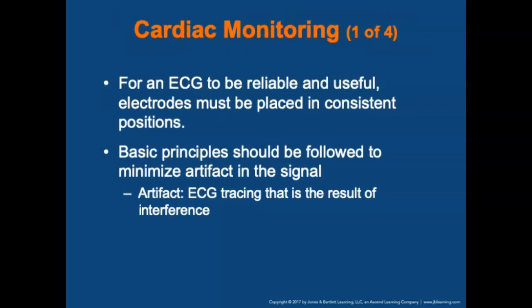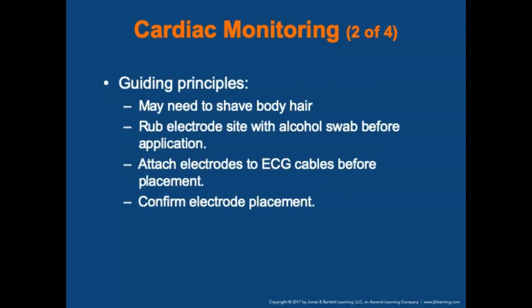Okay, so cardiac monitoring. For an ECG to be reliable and useful, the electrodes must be placed in consistent positions on the patient. Certain basic principles should be followed to achieve the best skin contact and minimize artifact in the signal. Artifact refers to an ECG tracing that is a result of interference, such as patient movement, rather than the heart's electrical activity. The guiding principles of cardiac monitoring.